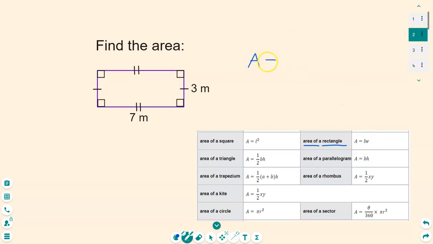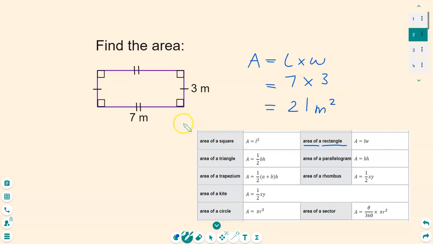Writing the formula first. Area is length times width. Then we'll substitute. Length is the longest side. So I'm going to put in length is 7. The width is 3. And it's as simple as that. And then we just check our units make sense. Area, think square meters. Think squared. So it's going to be square meters.